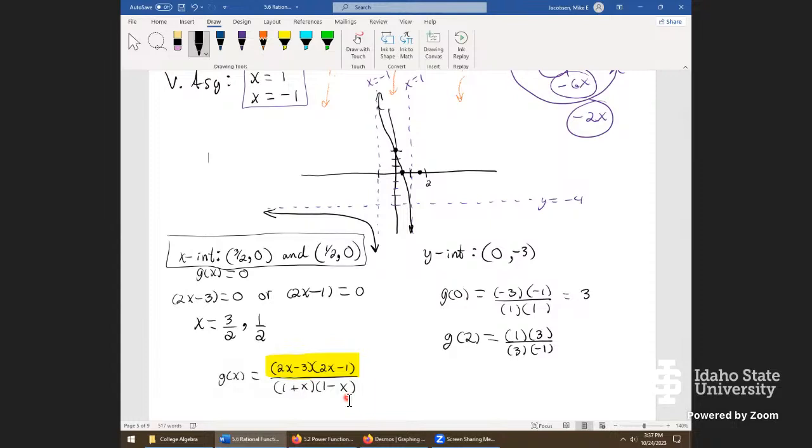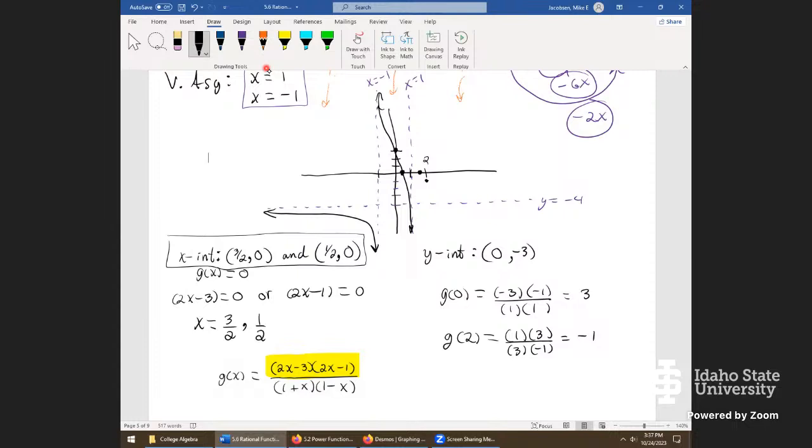Does that look all right to folks with the 2 plugged in? Okay, then let's crank this out. This is altogether 3 divided by negative 3, and we get a value of negative 1. So when we plug 2 into the function, let me move that 2 up here, we get a value of negative 1, so the curve looks like it's going there.